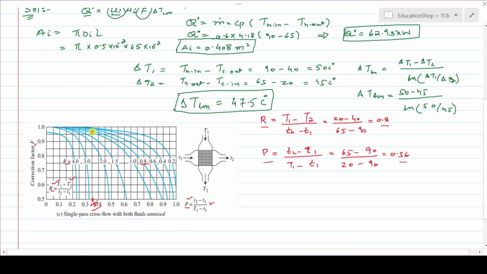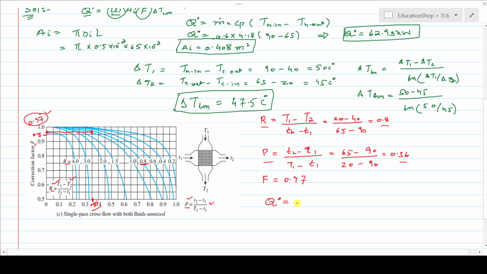here it coincides with the curved line which represents the value of R as 0.8. So if you see here, the correction factor value here is 0.9, here is 1, so there must be 0.95. So it means that our correction factor value will lie between 0.95 and 1, and consider that almost 0.97. I hope you understand how you will find the correction factor value. Here I am writing the correction factor value is 0.97.